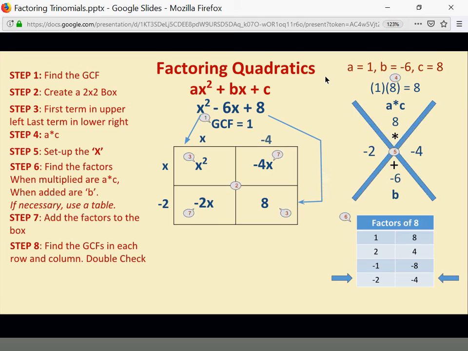So x, and again, since the negative was first, it's negative 4. And so then your answer ends up being x minus 4 times x minus 2. And obviously because of the properties, it could be x minus 2 times x minus 4.